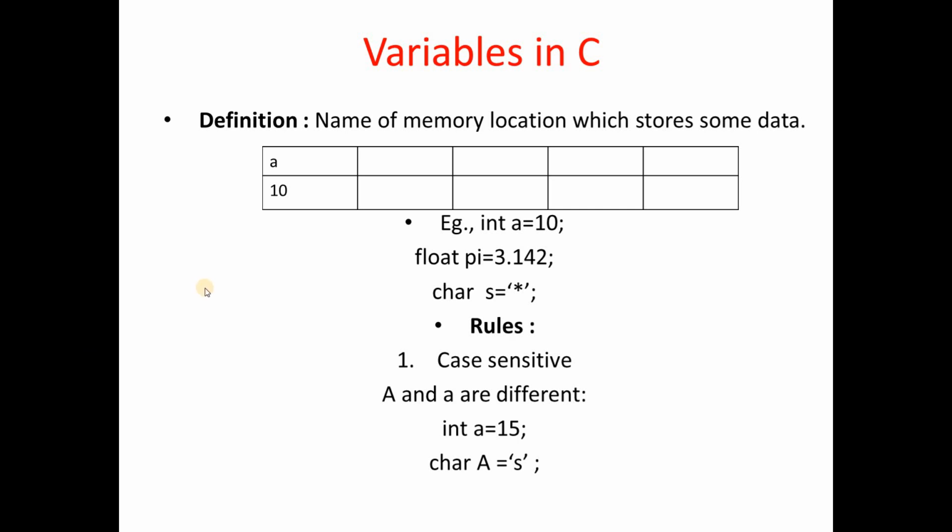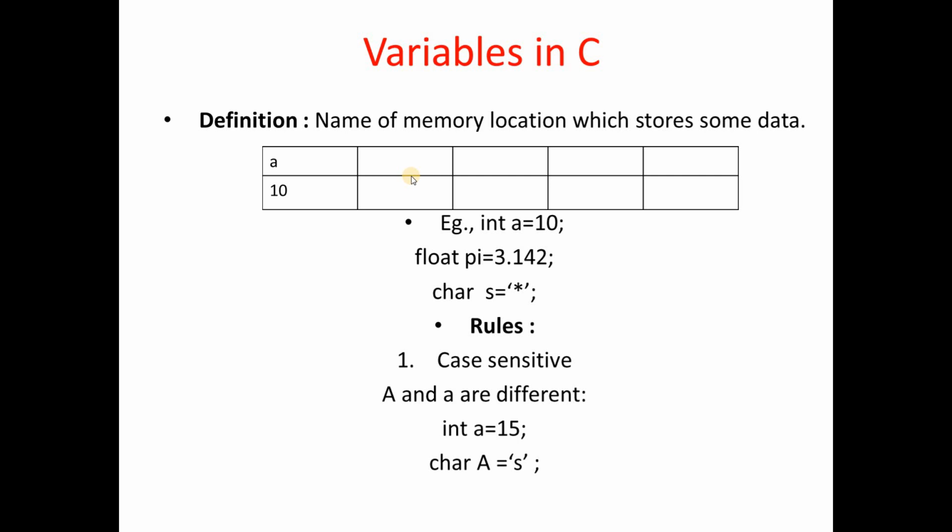So first of all, we can see what are the variables in C. What is meant by variable? The name of a memory location which stores some data is known as a variable. If you want to store some data into a memory location, you provide a name for that memory location, and that name is your variable.